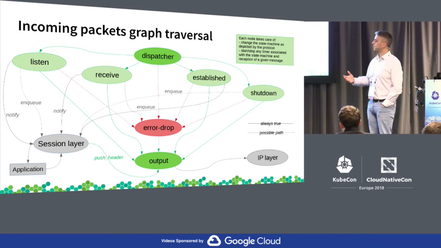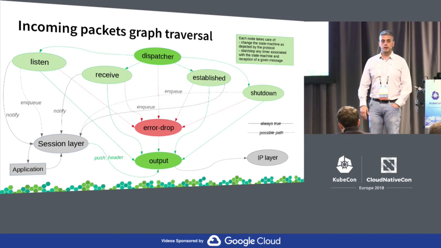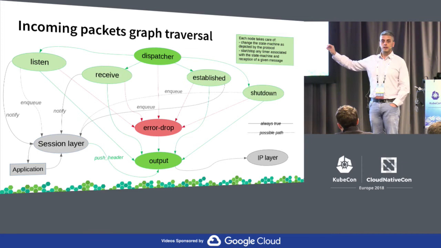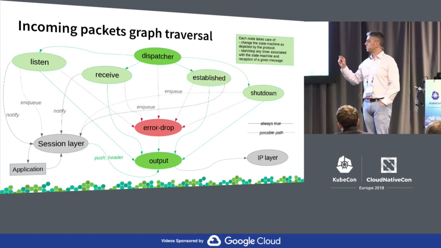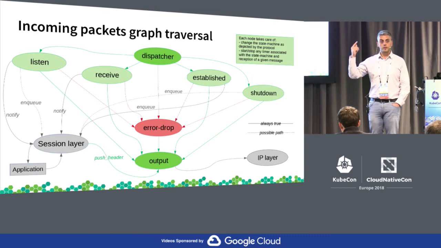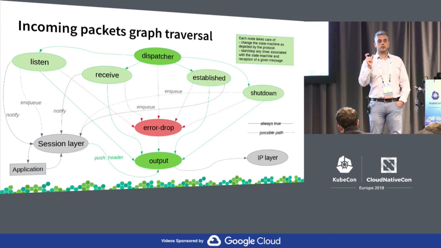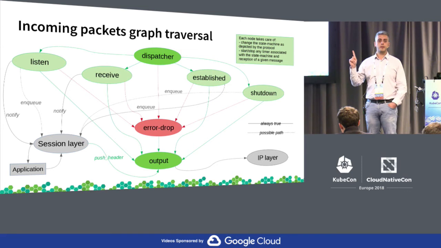I won't talk about the session layer because it has already been covered by Florin, but surely we have an application that is using the implementation, and the application can talk with the session layer, which can receive and send data. Sending data is done through the push header function. If you remember the data structure that I showed you at the beginning, there was a function pointer called .push_header, and that is the one called by the session layer when new data is available in the FIFO to be sent out.